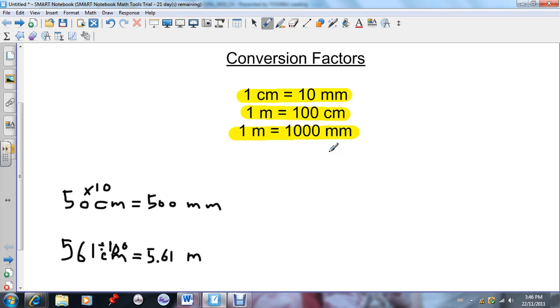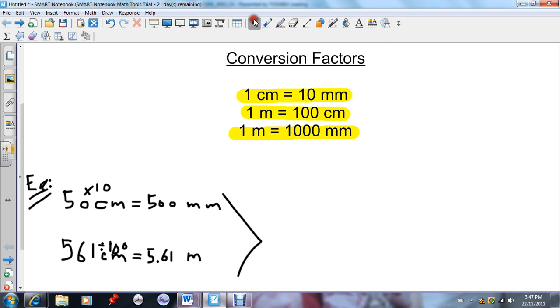Now, you should have most of the drift by now. If you're going from centimeters to millimeters, or from meters to centimeters, or meters to millimeters, you multiply. If you're going millimeters to meters, or centimeters to meters, or millimeters to centimeters, you divide. Simple as that. And that's all you really have to know in order to do this next section. What I want you to do now is make sure you copy down these examples.